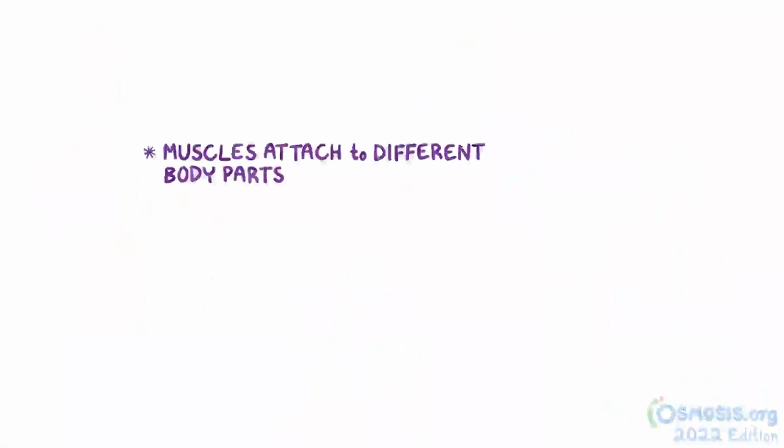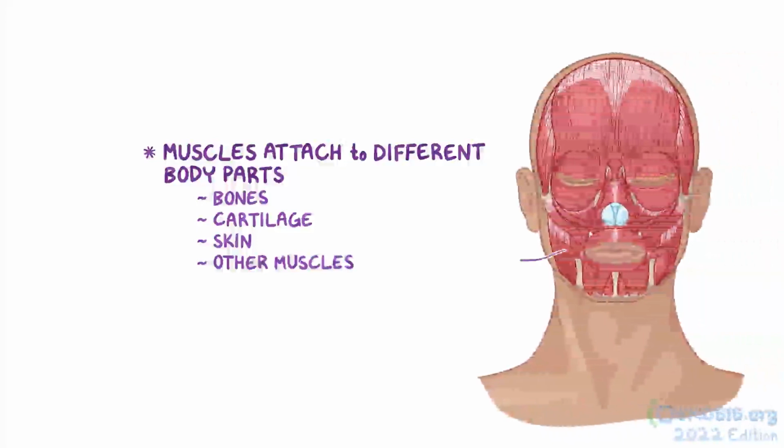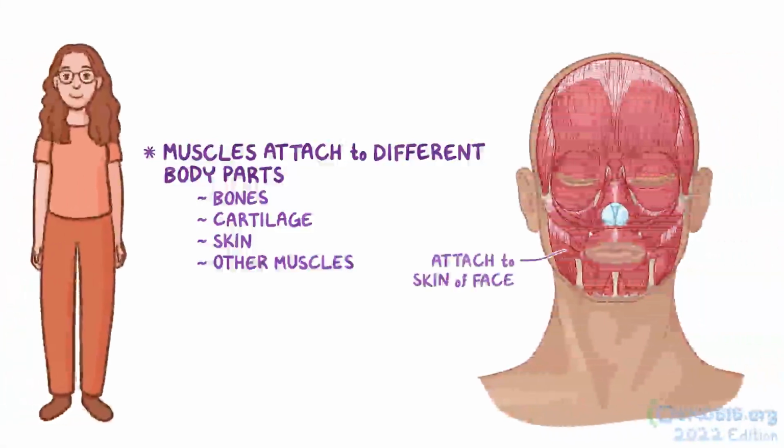Alright, now muscles attach to different body parts, including bones, cartilage, skin, or even other muscles. For example, many facial muscles attach to the skin of the face, which allows facial muscles to move the skin of the face to produce facial expressions like smiling.